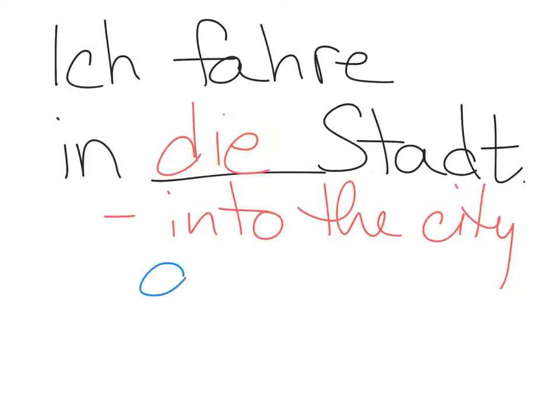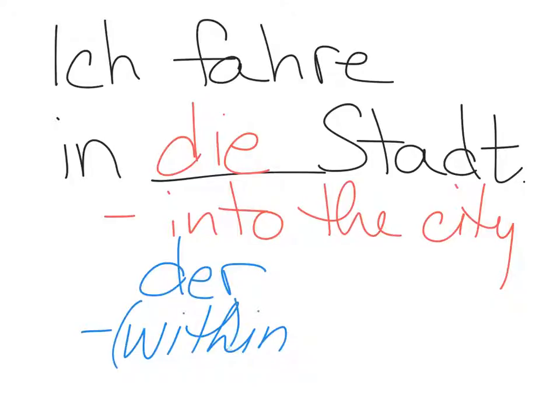If I did switch it to dative, it still works. What would it mean? It's a legitimate sentence. They're driving in the city, like within the city. You got it. Within the confines of the city. Okay? So within, so in the city.